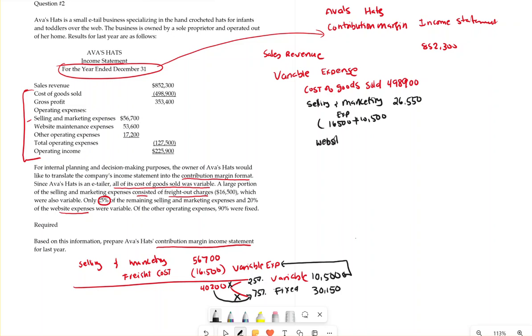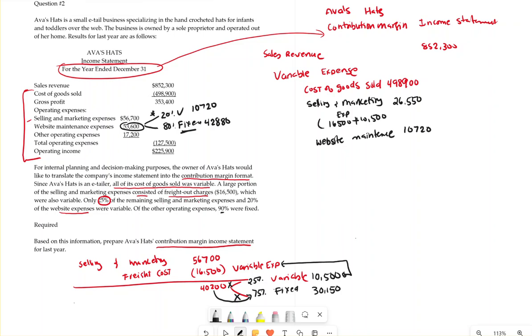We look at website maintenance. They said out of the 53,600, some was variable, some was fixed. We have 20% that was variable, and 80% will be fixed. So 53,600 multiplied by the 20% will give you 10,720, and you're left with 42,880. So the first one, my website is 10,720, and I will worry about the fixed later.